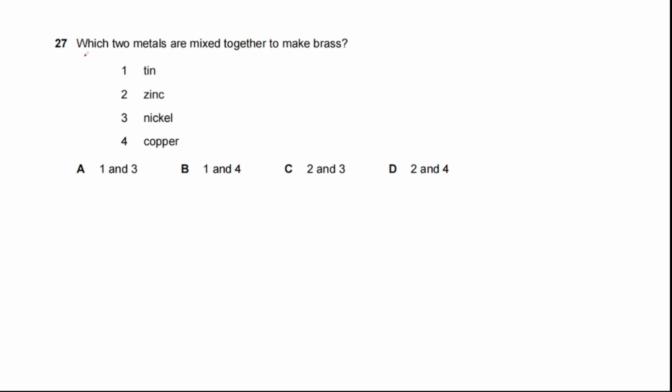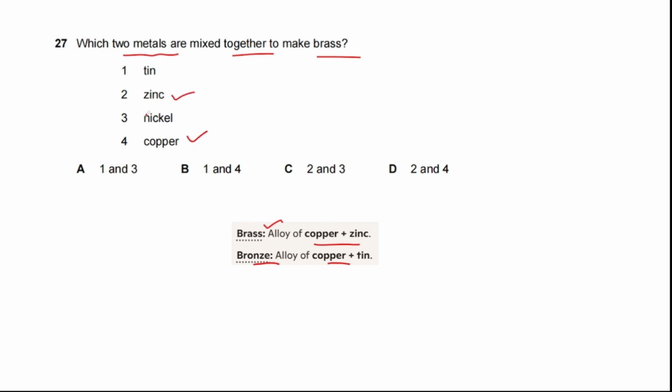Question number 27. Which two metals are mixed together to make brass? We have several alloys to be learned. When two metals are mixed together, we get an alloy. The first one is brass, which is an alloy of copper and zinc. Bronze is another one, which is copper and tin. So copper is present and zinc is also present for brass. So 2 and 4. So the correct option is option D.